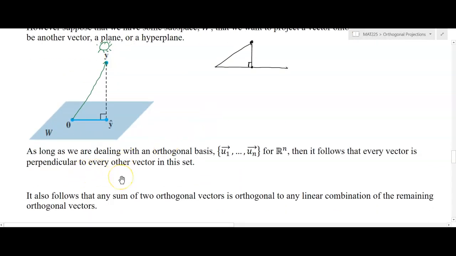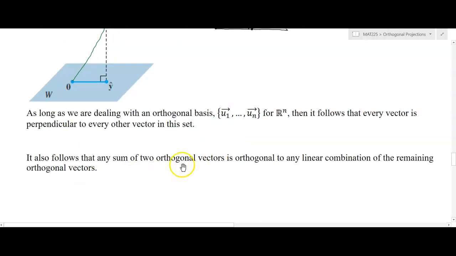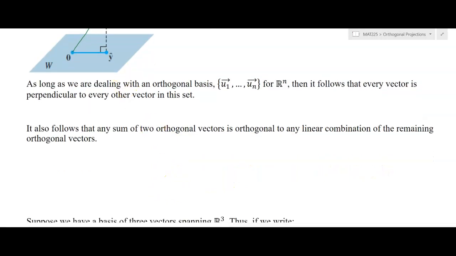As long as we are dealing with an orthogonal basis for Rn, it follows that every vector is perpendicular to every other vector in this set. That's the definition of orthogonal. All the vectors are perpendicular to one another. It also follows that any sum of two orthogonal vectors is orthogonal to any linear combination of the remaining orthogonal vectors. Let's give an example to make this make a little more sense.